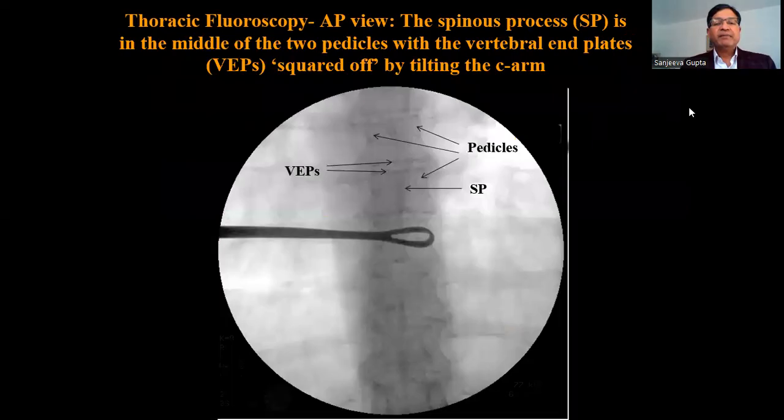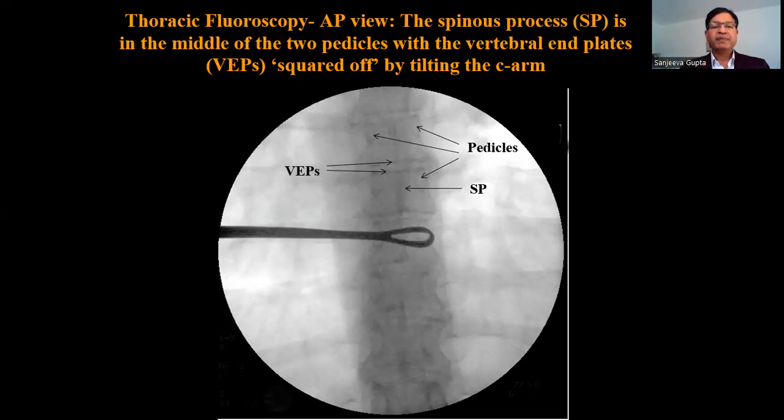Thoracic fluoroscopy again. Once you get a true AP view in the thoracic fluoroscopy, as I said in the lumbar fluoroscopy as well, obtain an AP view. In the true AP view, the two pedicles and the spinous process will be in the center of the two pedicles, and then go cephalic or caudal tilt to square the intervertebral disc.